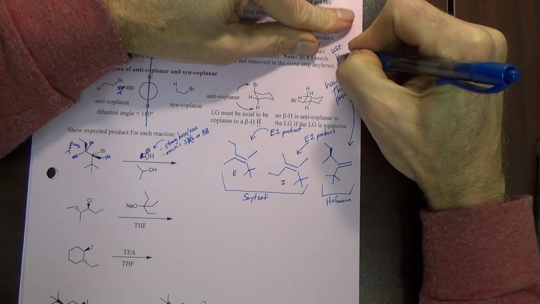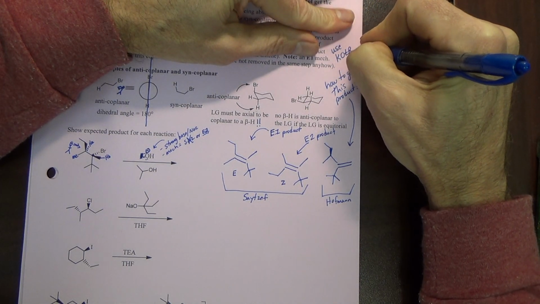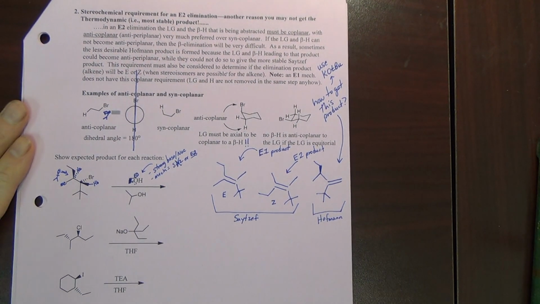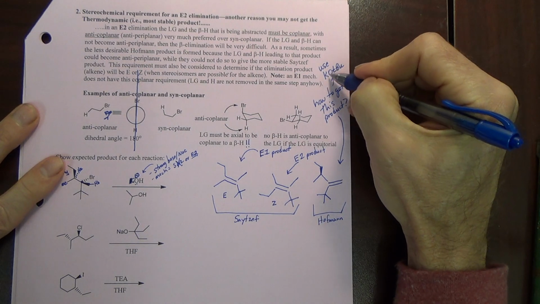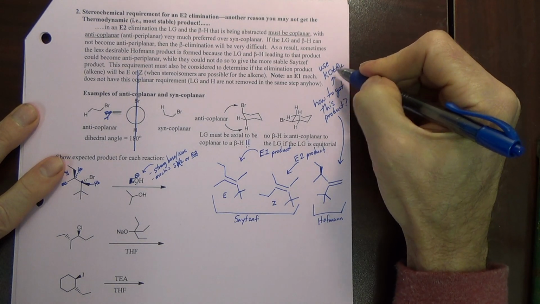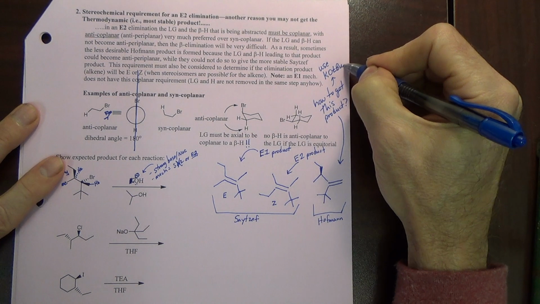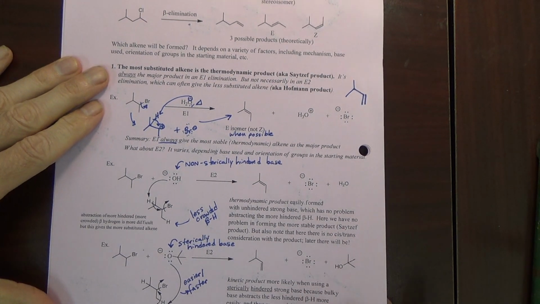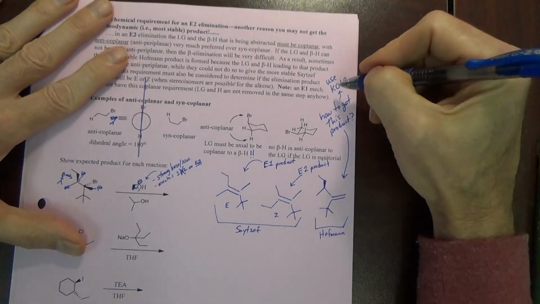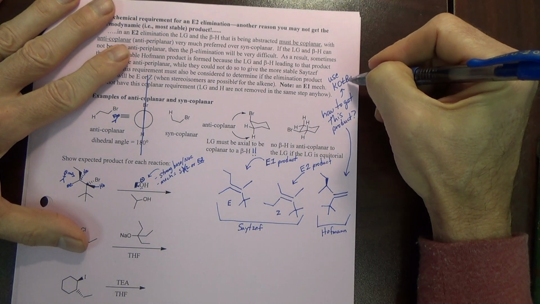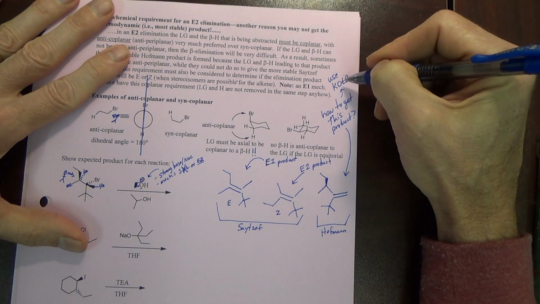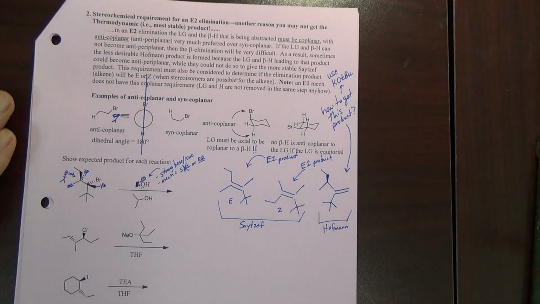How to get this product? We would use something like potassium tert-butoxide. That's often abbreviated, instead of drawing out the T-butyl group, as T-butoxide. And potassium tends to be more common with the tert-butoxide anion, much more common than sodium tert-butoxide. Okay.